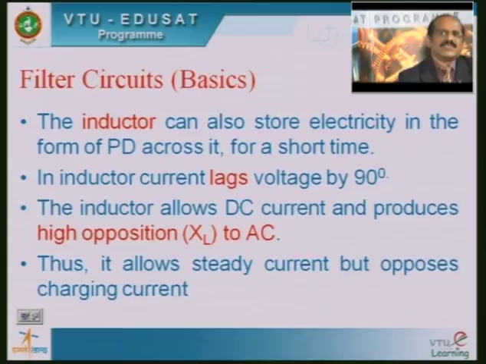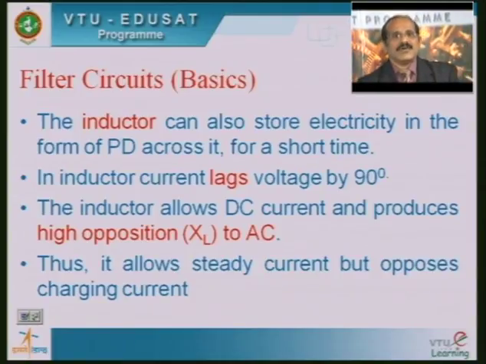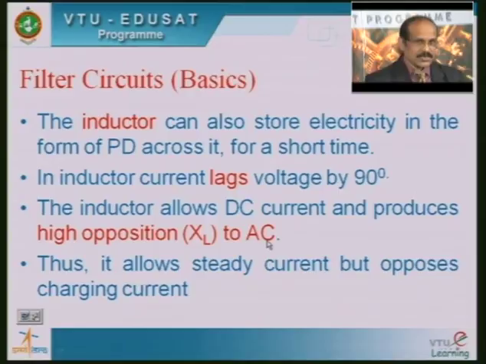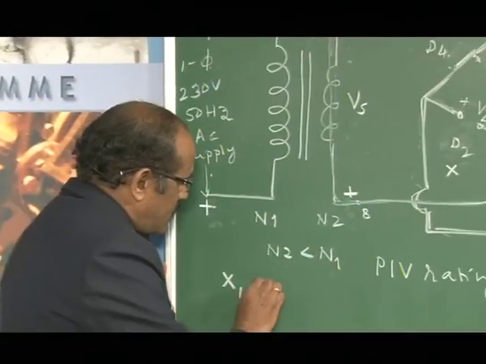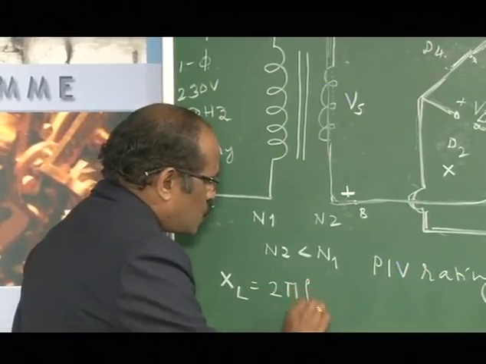Also, there are two types of filter circuits. One is the inductor, the other could be the capacitor. The inductor can store electricity in the form of potential difference across it for a short time. As you know, the inductor current lags the voltage by 90 degrees, and the inductor allows only the DC current and produces high opposition to the AC current, because we have seen that XL is defined as 2 pi f L.